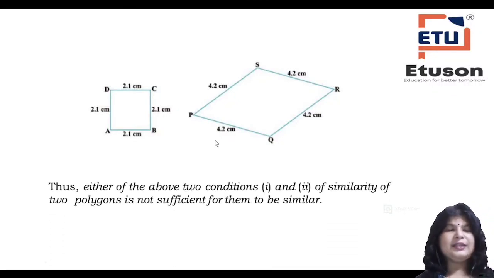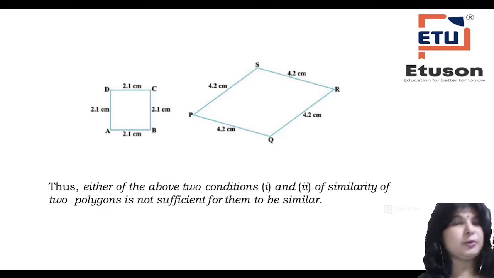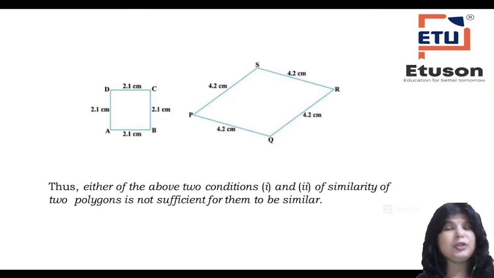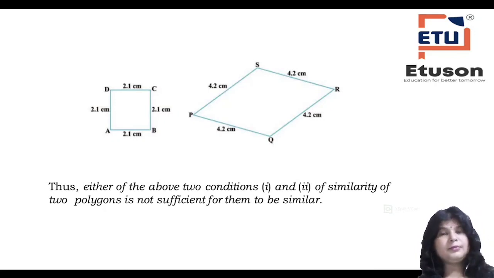So on the basis of the angles, you can tell that these two figures are not similar. Correct? Thus, both of the above two conditions, that is the angles and the sides, or the representative fraction, should be satisfied. If any one of them is not satisfied, you cannot consider the figures to be similar in nature. Both the conditions are required to prove the similarity of the polygons. Correct, children? Hope you have understood.